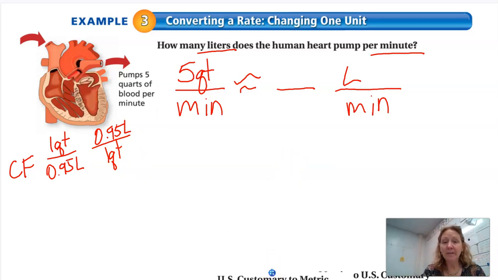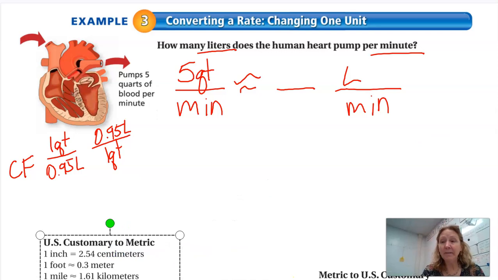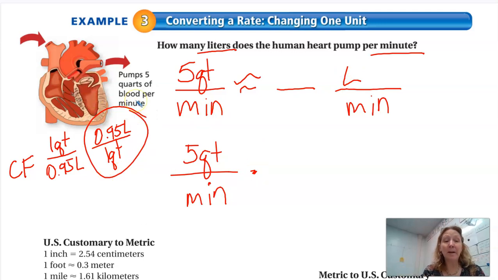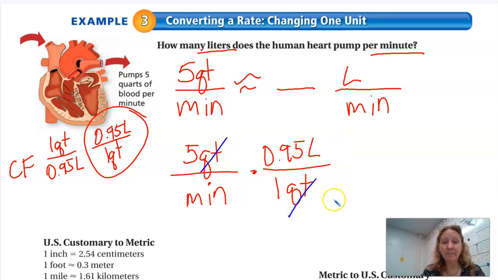Okay, so now I'm going to do the math. I'm going to take 5 quarts per minute, and I'm going to multiply it by the conversion factor that has liters on top, and I want the quarts on the bottom to cancel out. So I get 0.95 liters for every 1 quart. The quarts in the numerator and denominator cancel out. When I multiply across, I end up with liters over minutes, and then I do the math with the numbers. I do 5 times 0.95, and remember I already have my approximate symbol.